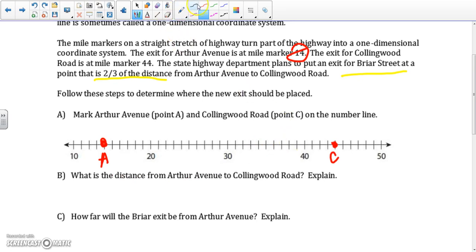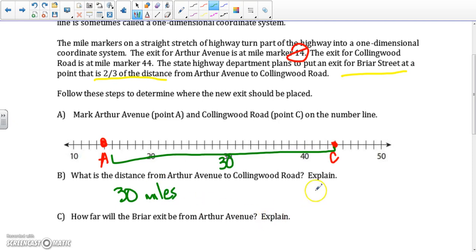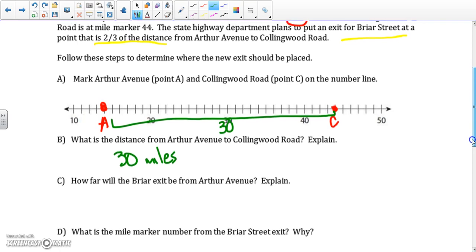So what we're going to do is think about it just like we did for the bill at the dinner between the 2 couples and Steve. To find the 2/3 distance between Arthur Avenue and Collingwood Road, what we need to do is find the whole distance between them, like the whole bill at dinner was 100. The distance between these 2 exits is 30 miles, and that kind of relates to the $100 dinner we had.